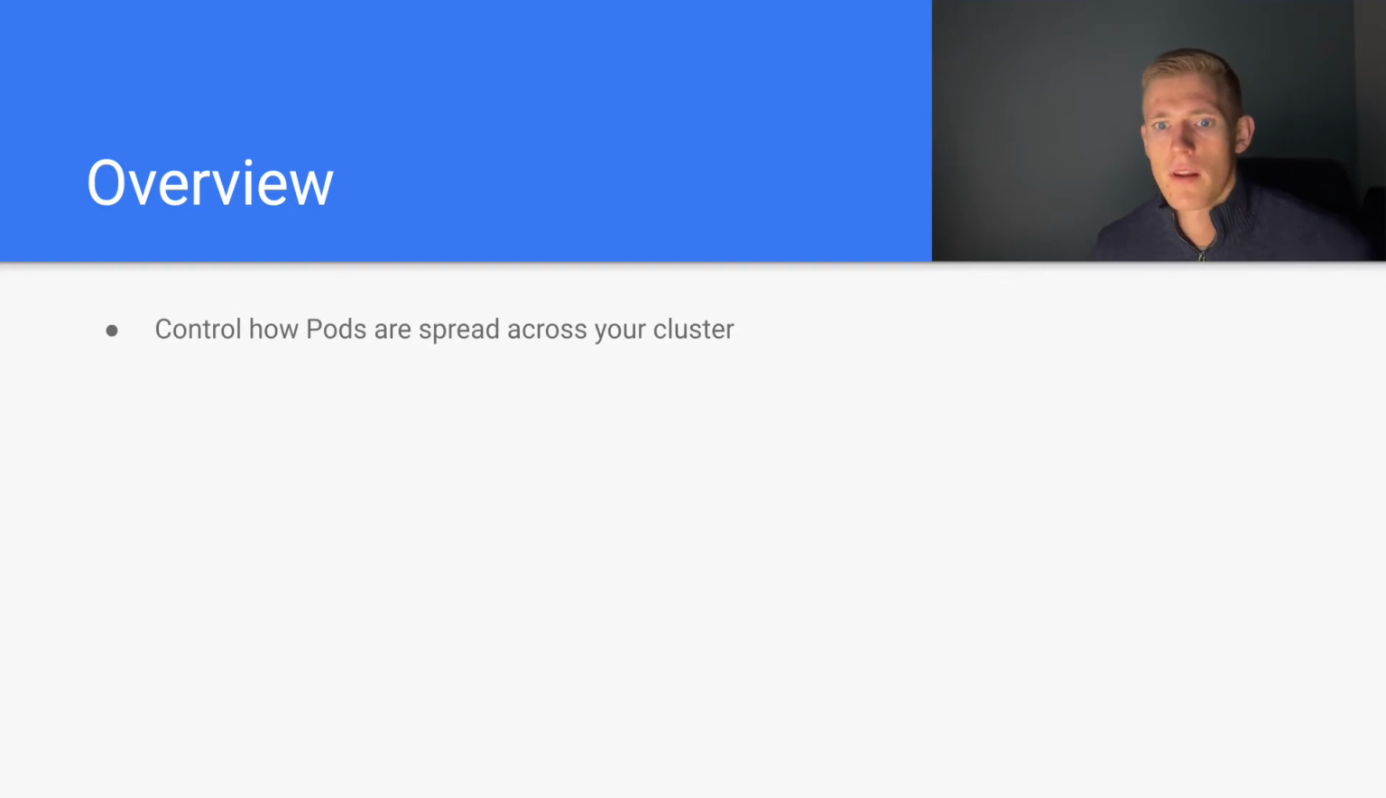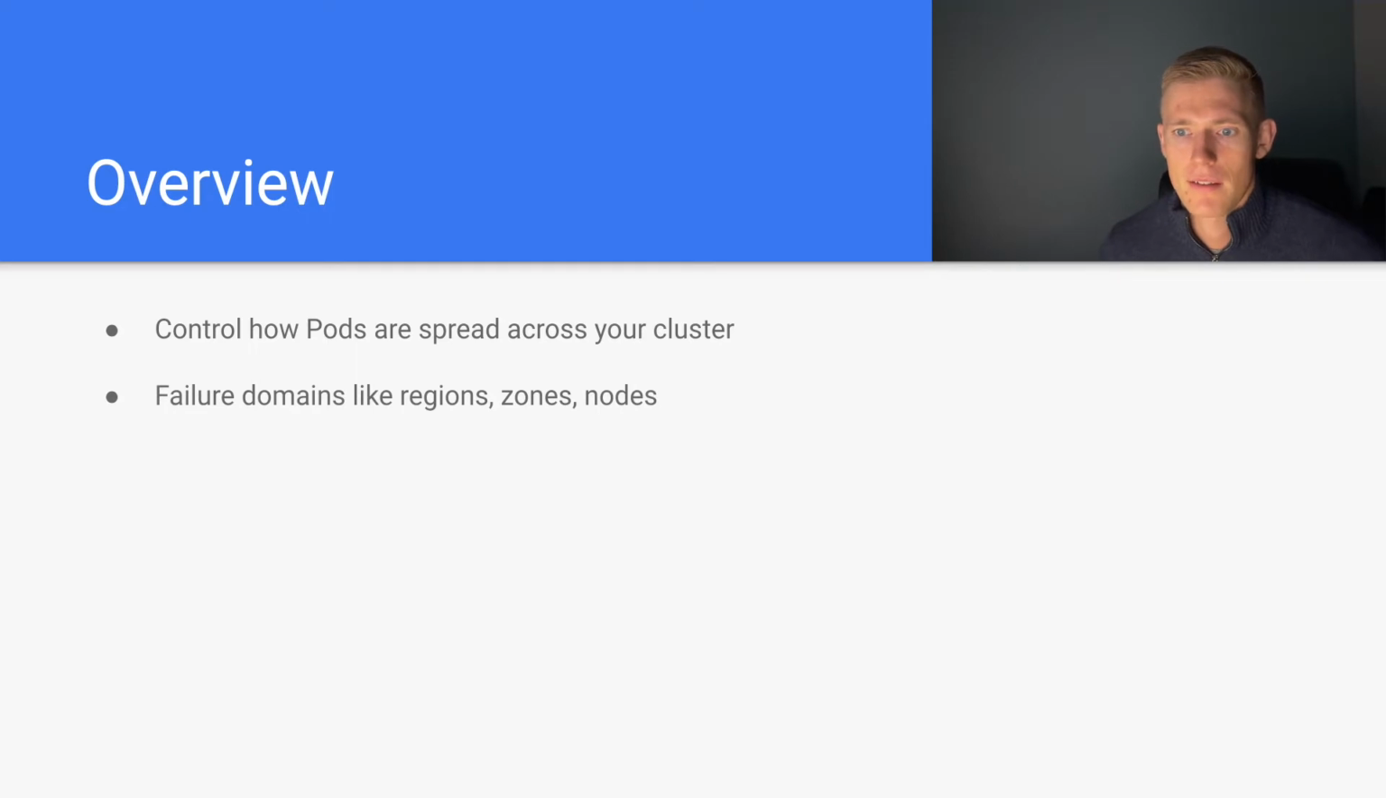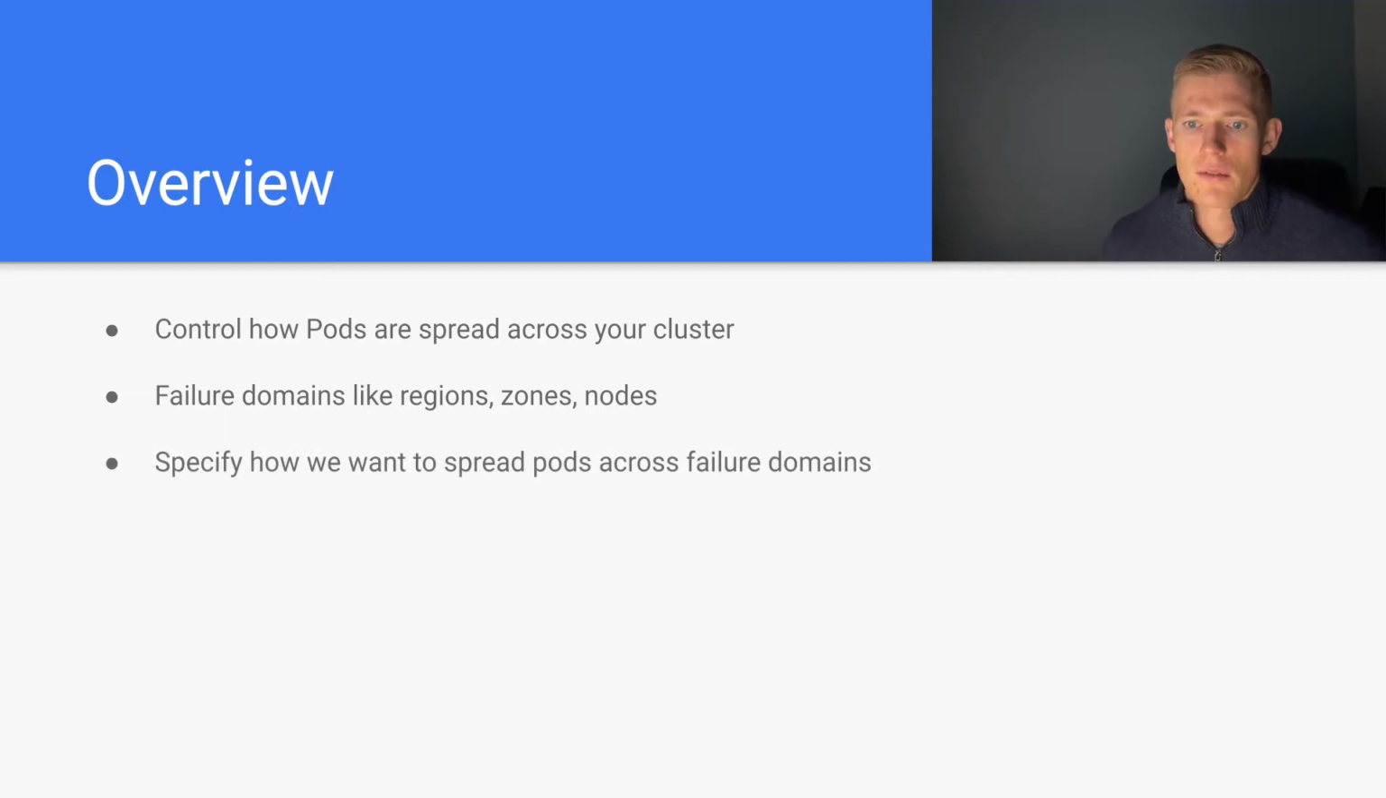First of all, what do pod topology constraints allow us to do? They control how pods are spread across your cluster. And what does that entail? It means that we can spread our pods across different failure domains like regions, zones, and nodes, as I mentioned, and we specify exactly how we want that spread to work out.